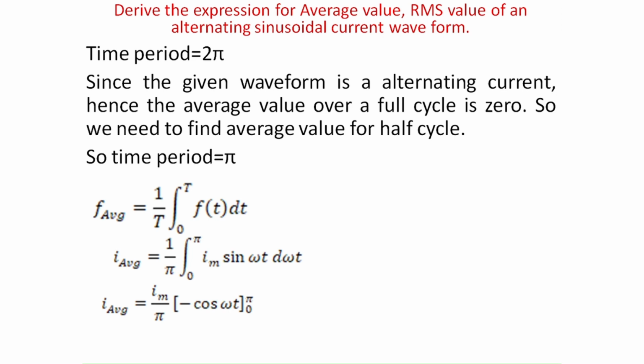Now, by integrating, I can take Im common, which gives Im by pi integral 0 to pi of sin omega t d omega t. Integration of sin omega t is minus cos omega t. Taking the minus common, we get minus Im by pi times cos omega t with limits 0 to pi. By substituting the limits, we get 2 Im by pi, which equals 0.637 Im. This is the average value of an alternating waveform.